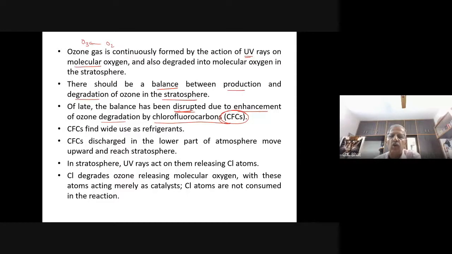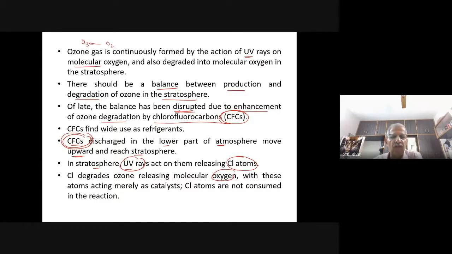Chlorofluorocarbons discharged at the Earth's surface level move upward and reach the stratosphere. And in the stratosphere, UV rays act on them and release chlorine atoms. This chlorine degrades ozone, releasing molecular oxygen. So you must know, UV rays act on chlorofluorocarbons and release chlorine atoms. Chlorine degrades ozone, releasing molecular oxygen.